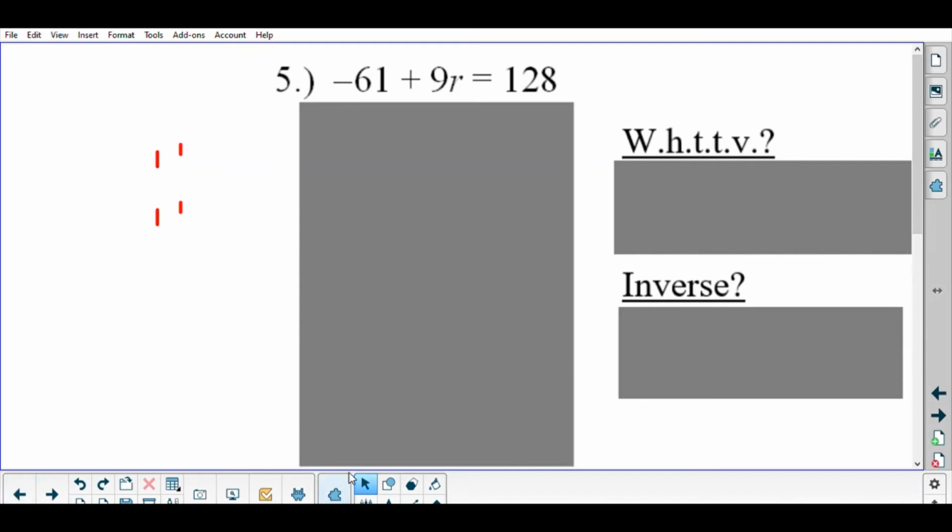Problem number 5. I assume you already did 5, 6, 7, and 8 on your own. If not, you better hit pause now. Here we go. Number 5. What was happening to the variable?